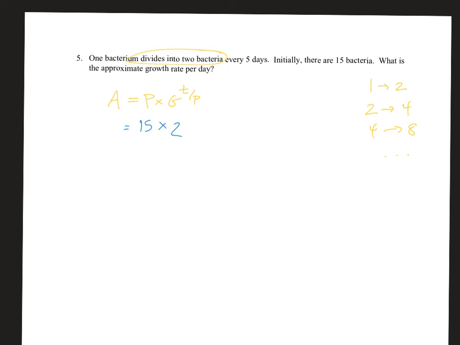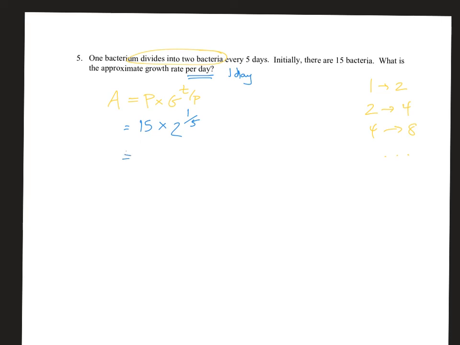What is the approximate growth rate per day? It tells me it doubles every 5. So when I answer the question, how long does it take to double? That's what gives me my period of 5. What is the approximate growth rate per day? So that means per 1 day. That means my elapsed time is 1.